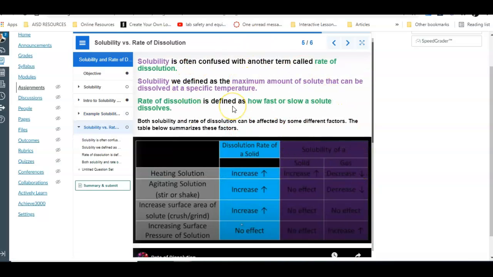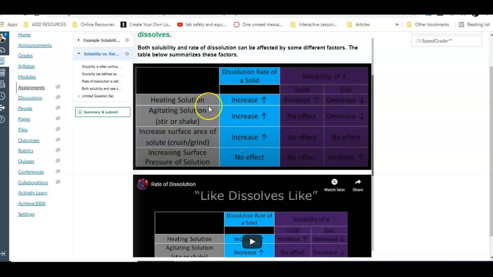you'll have the definitions again, and also the various factors that affect solubility. We have heating the solution, which is temperature. Increased temperature will increase solubility for solids, but will decrease the solubility for gases. Agitation, which is to stir or to shake, will cause the solubility of a solid to go up, okay?